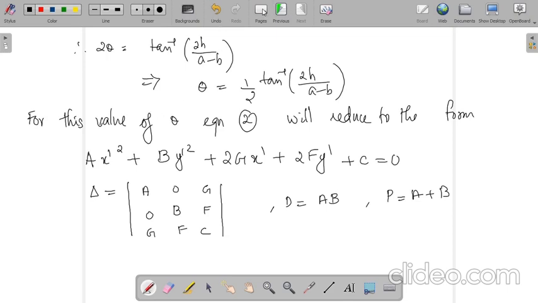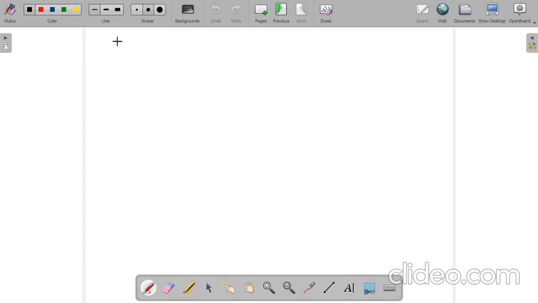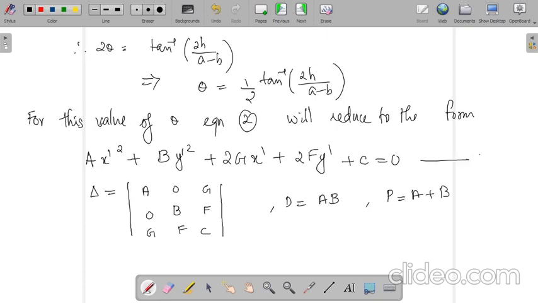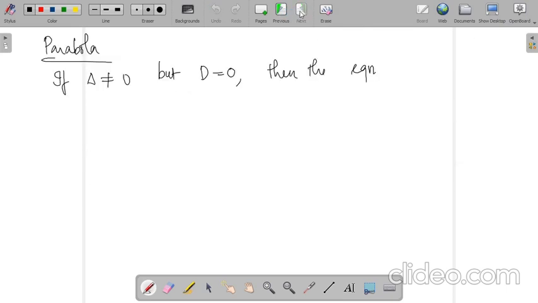So let us first look at the case of parabola. So we have delta and d, and let us see the reduction to parabola. So when delta is not equal to 0 but d equal to 0, then the equation, let us call this as equation 3. So in this case the equation 1 represents a parabola.